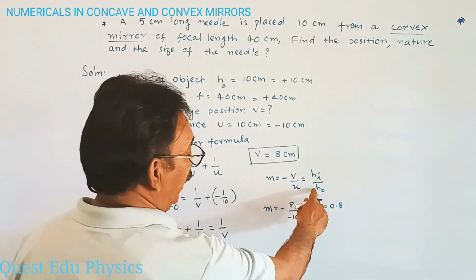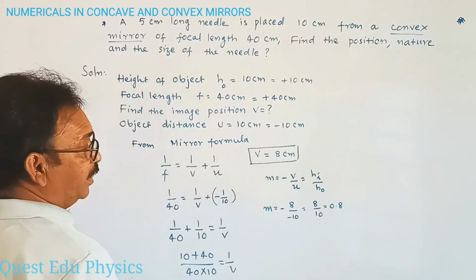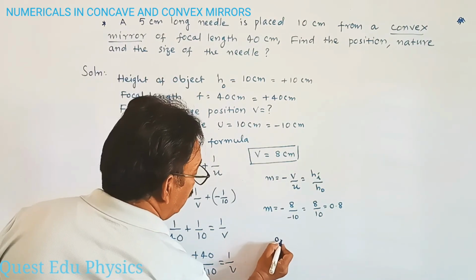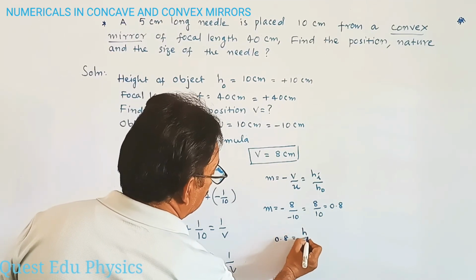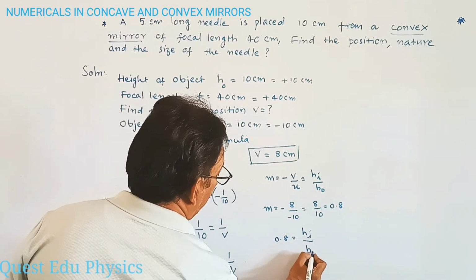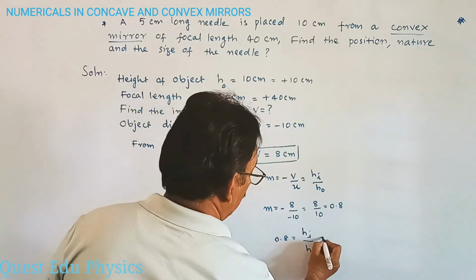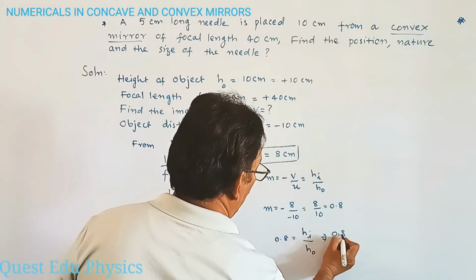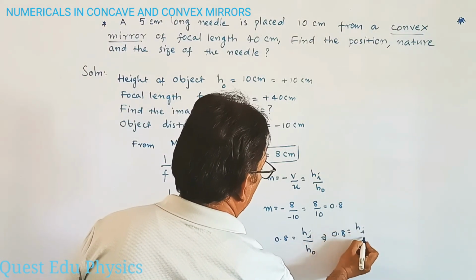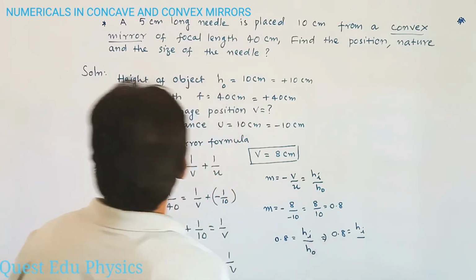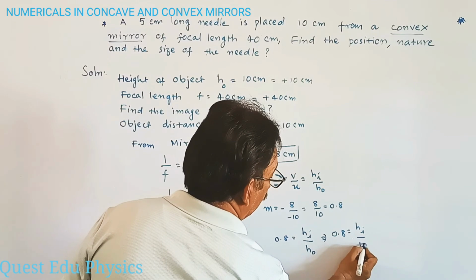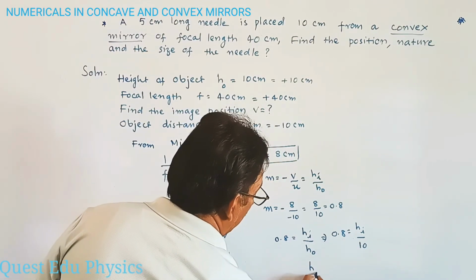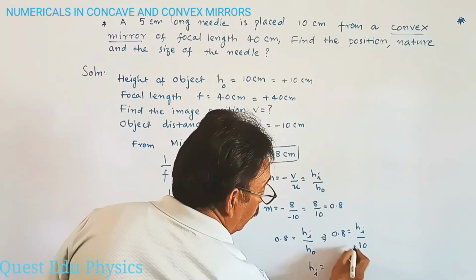And finally, we have to find out the height of the image. Substituting 0.8 here, it is equal to height of the image by height of the object. It gives us 0.8 is equal to HI by HO, height of the object, 10. Okay, students, and we got HI is equal to 8 centimeter.